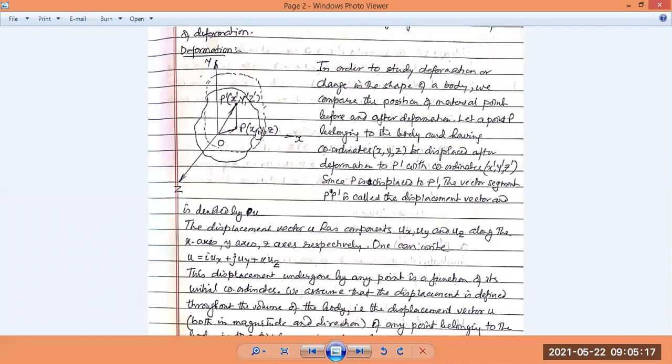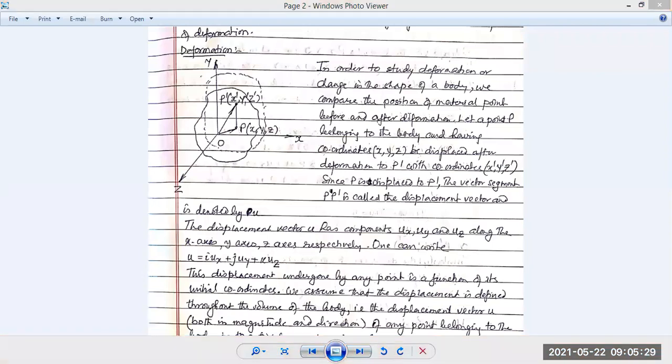What do you mean by this x, y, z? If we drop a normal to all three axes, the distance from O to the point of intersection of the normal is given as the respective three coordinates. Now we imagine that due to the action of some external forces, the body concerned, which is given by these form lines, is deformed to take the shape given by this sectional line itself, and this point P has changed its position to P dash, whose coordinates are also known to us as x dash, y dash, and z dash.